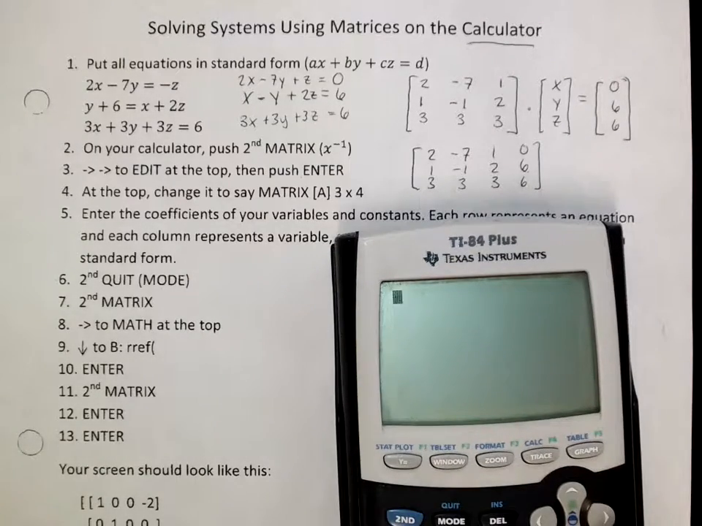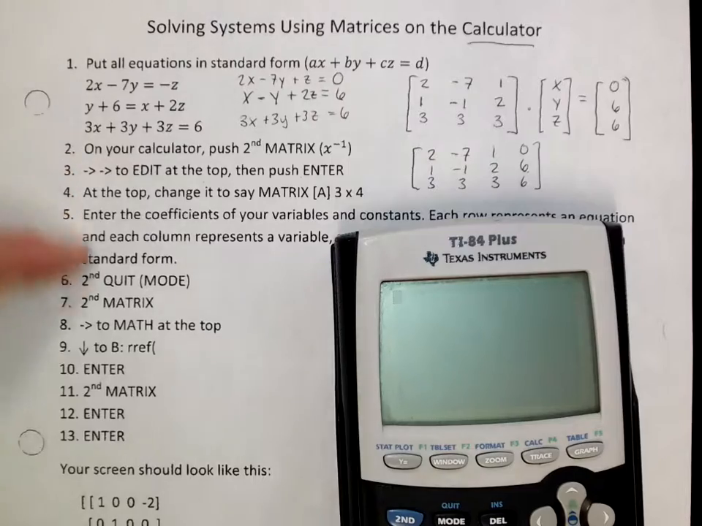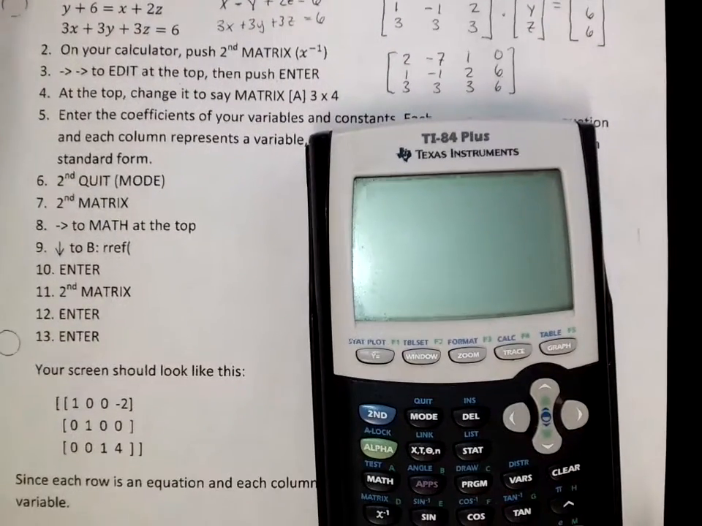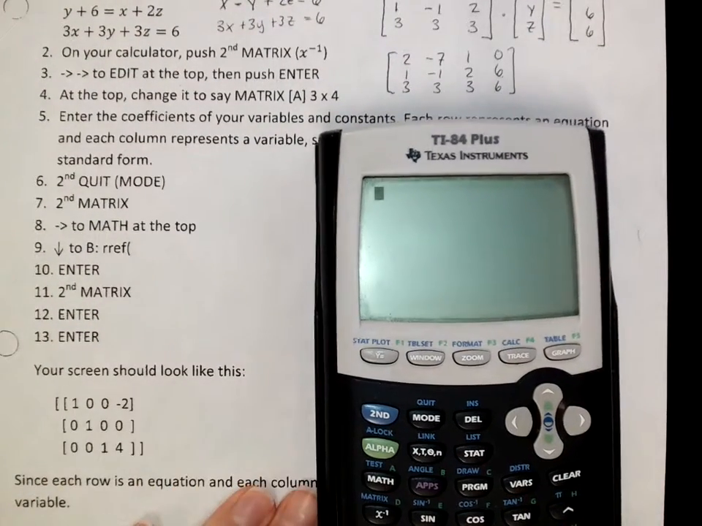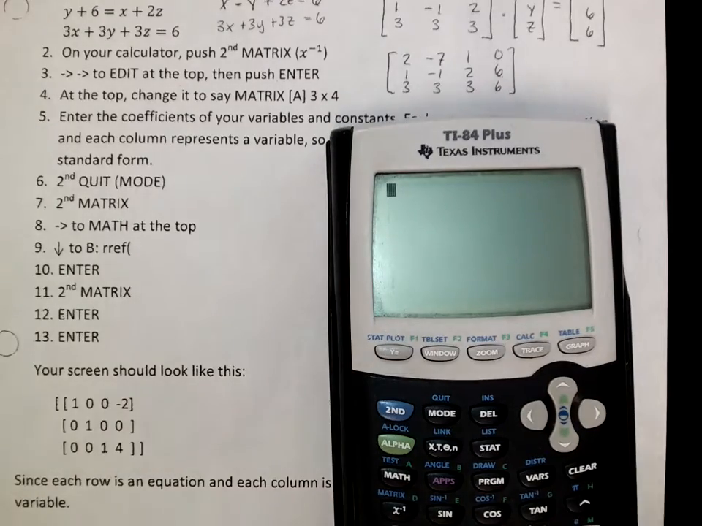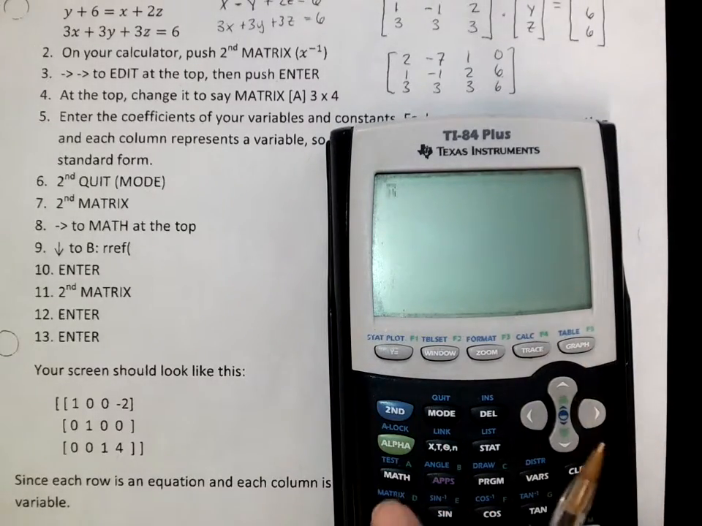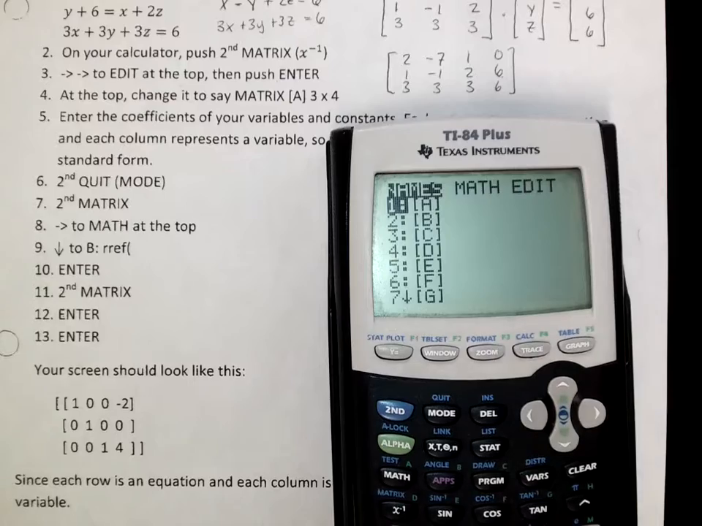But the first thing we're going to do, and this worksheet right here just walks you through the entire steps to make the calculator solve this system for you. First thing you're going to do is go second matrix, okay? This gives you different matrices. You have to put in the elements of it. So right now, all of these are empty.